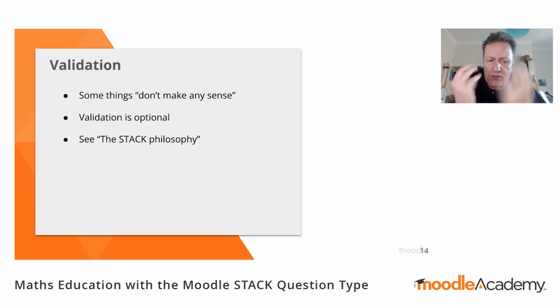And because I was a teacher for 10 years, I completely understand and appreciate that students have a sense of fairness. So if you ask them a question, they know the answer, they key in the correct answer, and it says, you don't get a mark, they get quite rightly upset about it. And this could happen because they type in something that looks right but doesn't make any sense. This validation is optional, and I say, see the Stack philosophy, right? These are the 3 points of its philosophy.